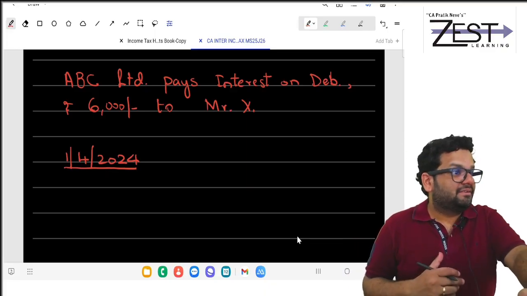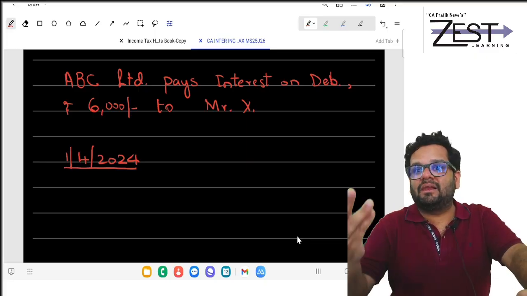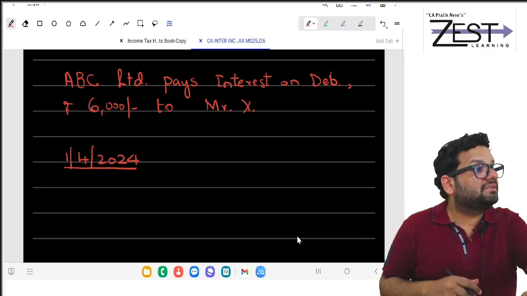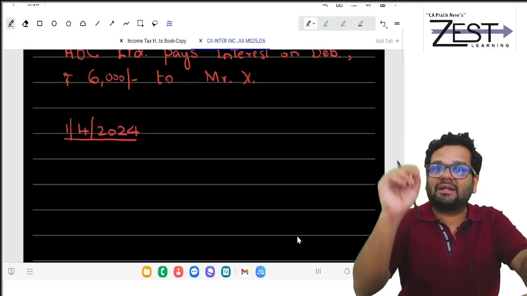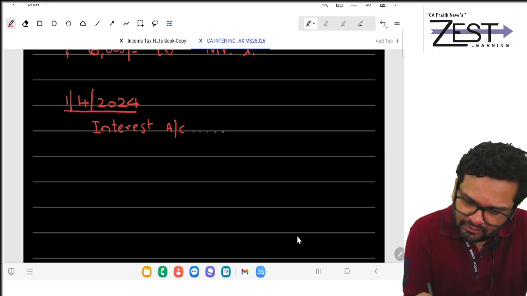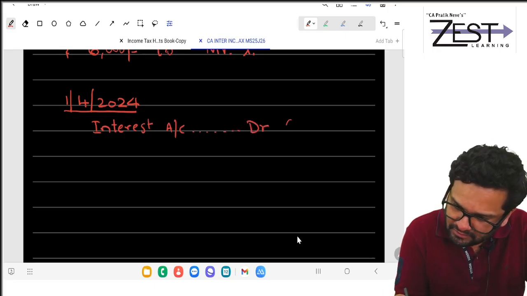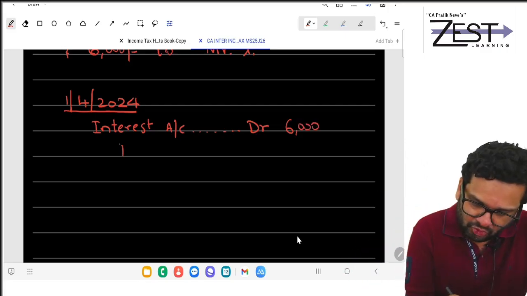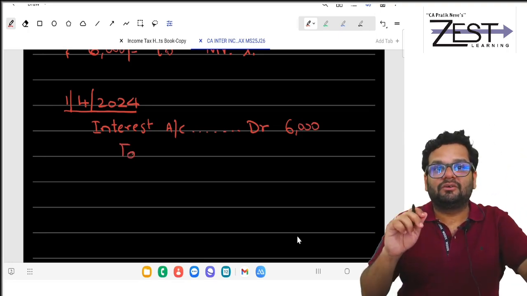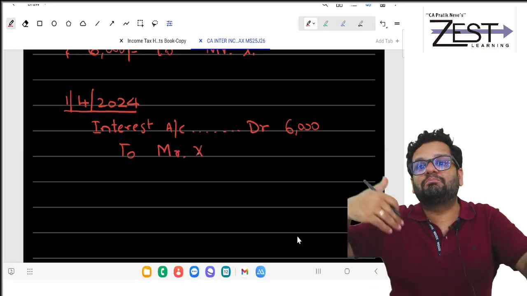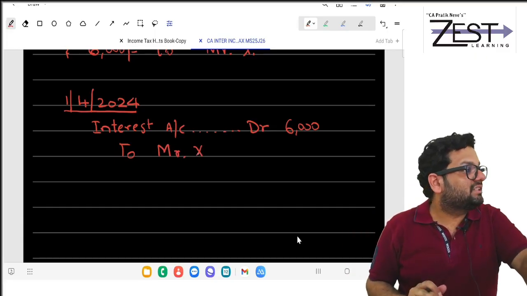payable. See, there are two things: when it becomes payable and when it is actually paid. On 1st April 2024, it becomes payable. So at that time, you pass the entry: interest is your expense, so interest account debit, how much? 6,000. To what, friends? To Mr. X, or you can call it interest payable. I don't mind. To Mr. X, how much?